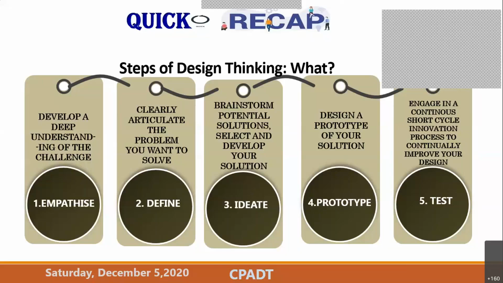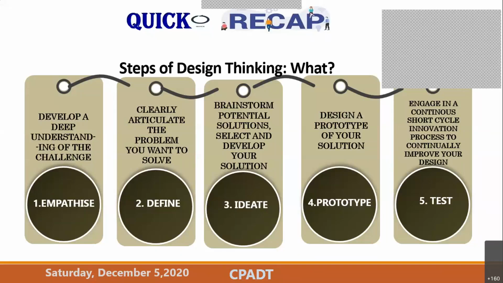Then after fixing upon some sort of idea or a problem, you try to design a prototype for your solution. After designing the prototype, you engage in a continuous short-cycle innovation process, wherein you test your solution. If your test fails, or in some parts of your product the test is failing, then you again try to work on it. You try to improve your design. So this is how you generally go. And these are the steps of your design thinking.